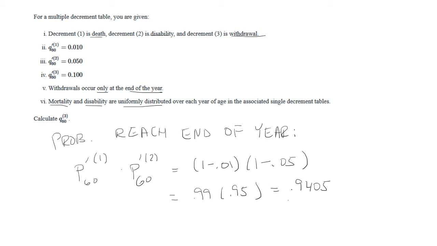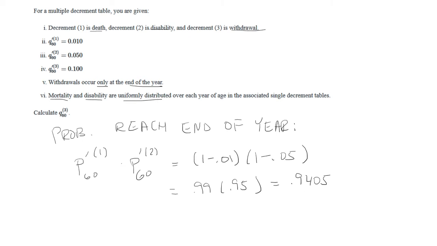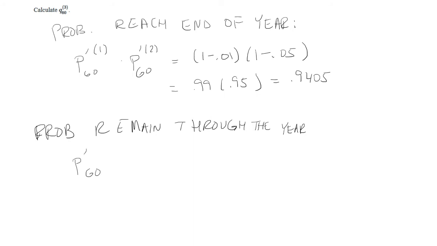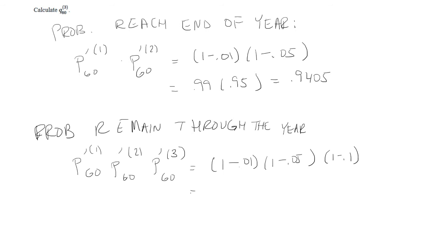Okay, the second scenario, we're going to consider the probability of remaining through the year. So not only do we make it to the end of the year, but we stay there. So now we're going to consider all three decrements, because not only do we have to make it to the end of the year, which is the first two decrements, but we want to stay there. So we don't want to withdraw. So that's 1 minus 0.01 times 1 minus 0.05 times 1 minus 0.1. So we end up getting 0.84645.